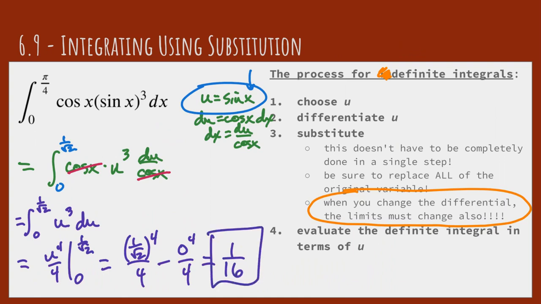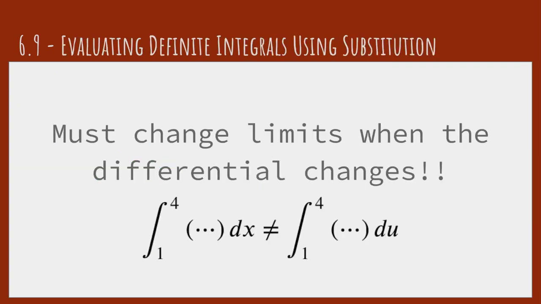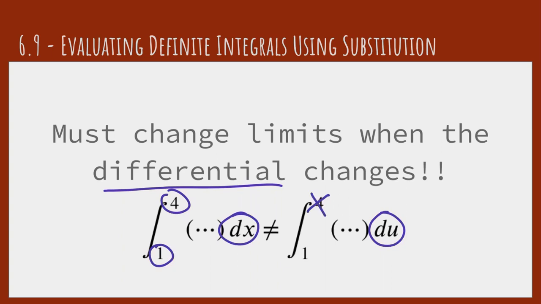So the key to definite integrals, when we make that substitution from x to u, or any variable to u, is that not only do we replace all the x's in the integrand and the differential, but we also replace the x values on our limits and change them to u values. So the key to this is that we have to change the limits when the differential changes. So when that dx becomes a du, these limits right here need to change to u values instead of x values.